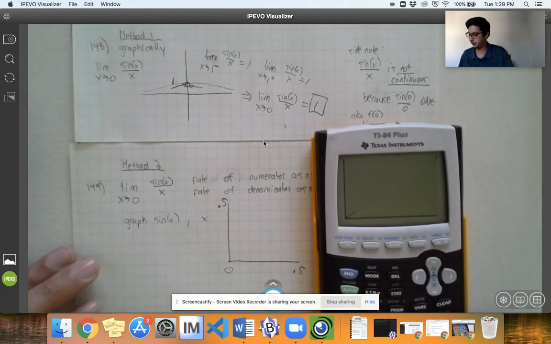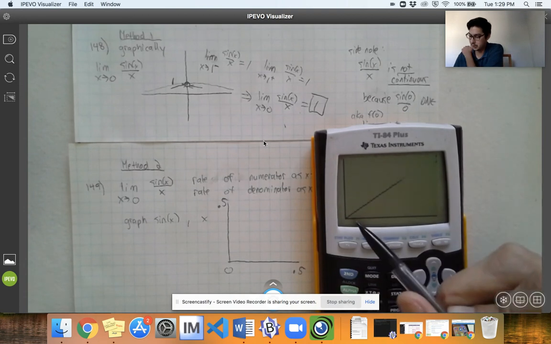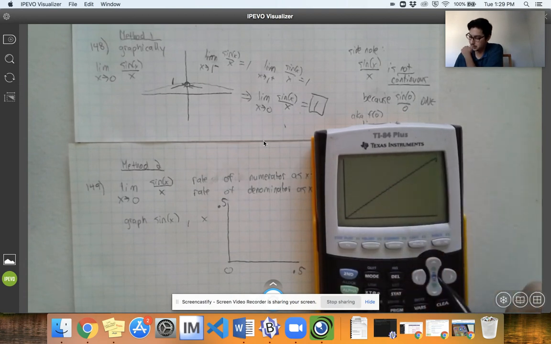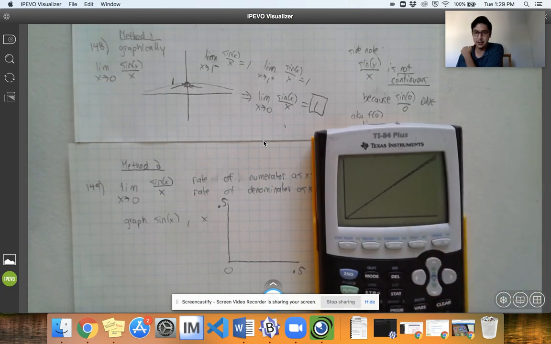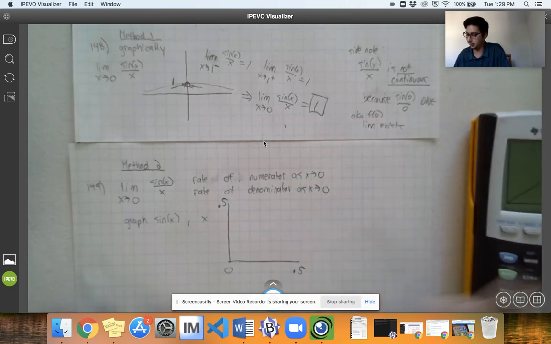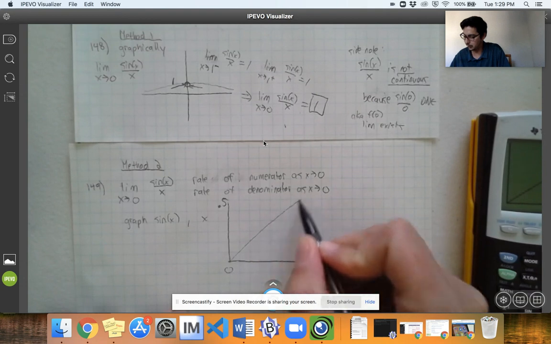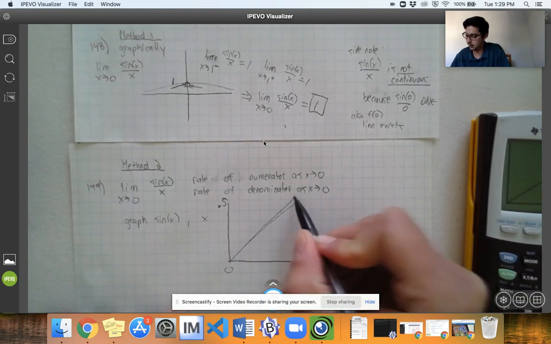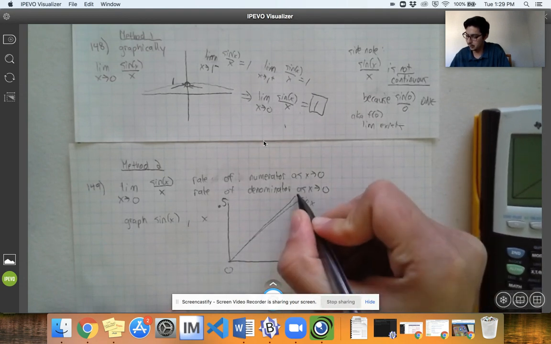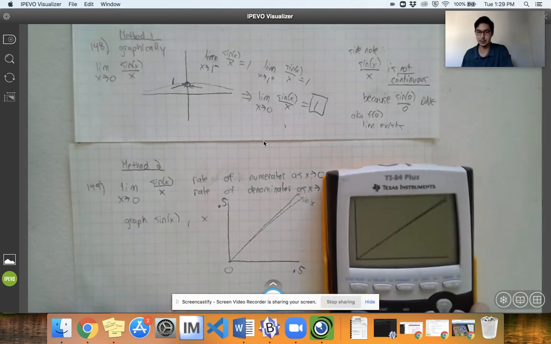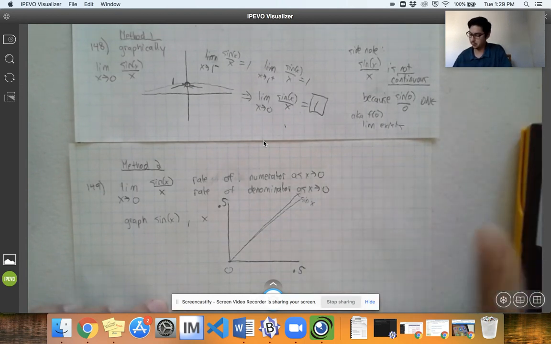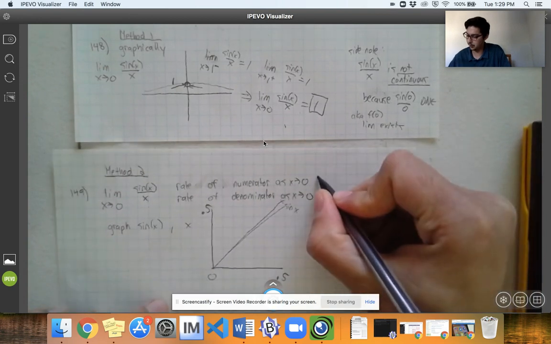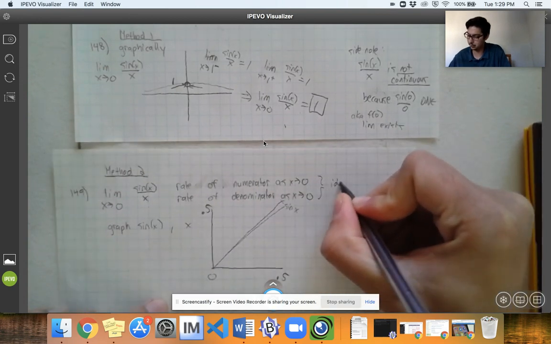If I do that, what do I get? Well, that first function is sine of x. So that's sine of x. And this next function, you don't even see it, is x. And notice that they look almost identical. They look something like this, where there's sine of x and there's x, right? The rate at which they're approaching 0, well, these two are identical.